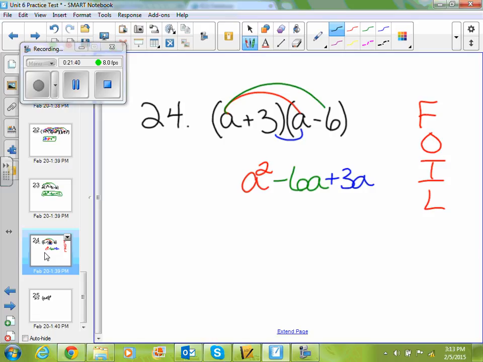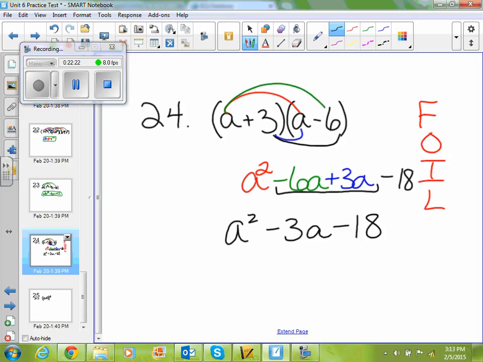And Vaughn, what's my L stand for? Last. You need to tell me last. What are my last terms? 3 and negative 6. That's 3 times negative 6, negative 18. Okay, what's my last step? Okay, so I combine my middle terms. Negative 6A plus 3A is negative 3A.